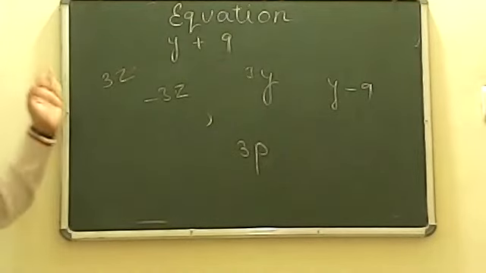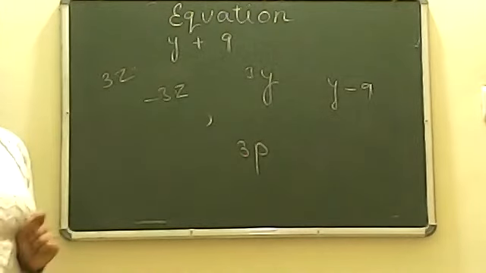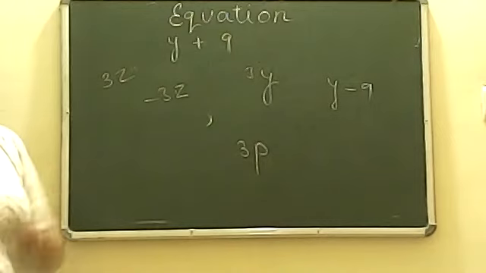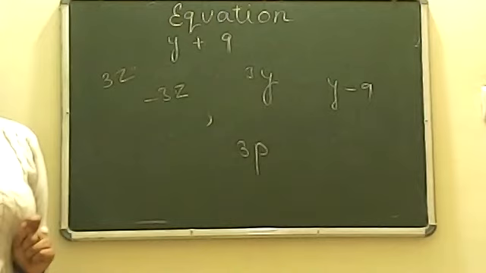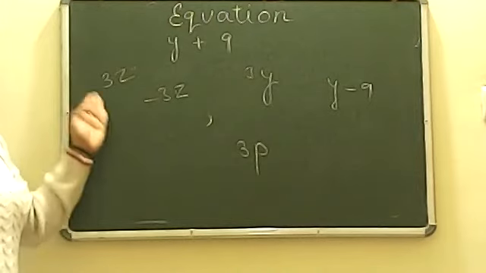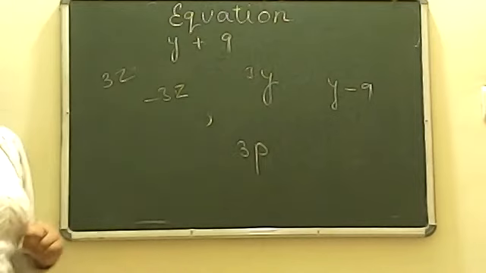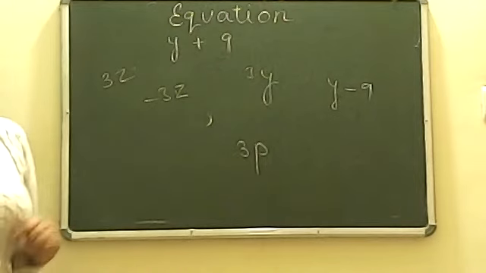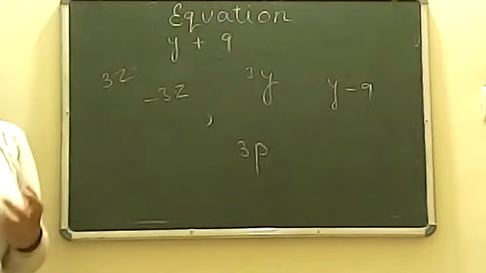Remember, in this whole chapter, as far as we have studied, we have not seen anywhere the sign of equal. We were only doing 3z, y plus 9, minus 3z, 3p, 3y, y minus 9, like this. There was no equal sign till now. We were doing the question. Now what does the equal sign mean?